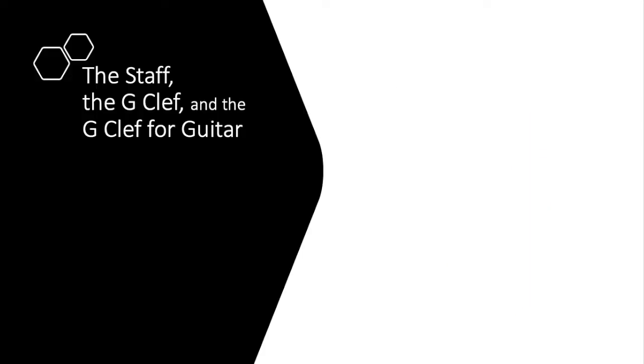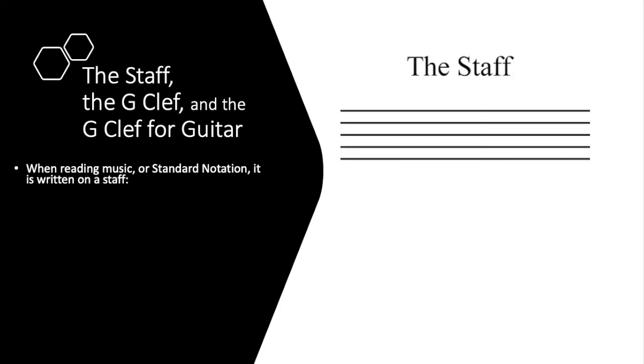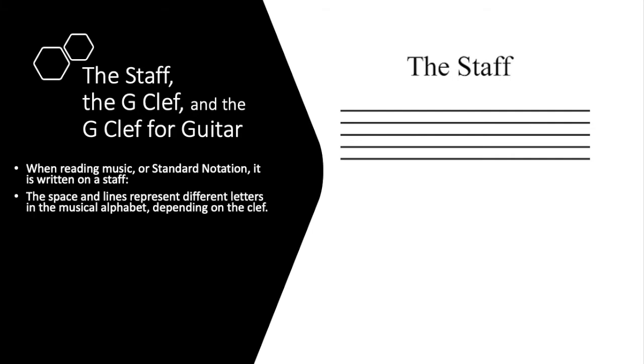All right, so let's get some terms. First, we have the staff. When reading music, also known as standard notation, it is written on its staff. Here we see the staff. It's 5 lines horizontally laid out. The spaces and lines represent different letters in the musical alphabet, depending on the clef. So that's why there's only 5 lines. It's not because it represents one string for the guitar. Again, each line and space represents a letter. This makes more sense when we start talking about the clefs.